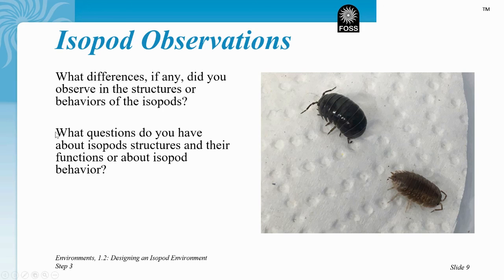Let's take a look at the last question right here. What questions do you have about isopod structures and their functions, or about isopod behavior? I wonder what living and non-living environmental factors are going to affect our isopods. Remember at the beginning of the lesson, I said later this week, we're going to be taking a look at their preferred environments. So be thinking about what environmental factors they will like, maybe which ones they won't like. Remember, our mealworms didn't like the cold.